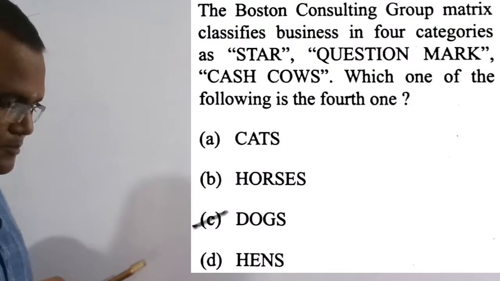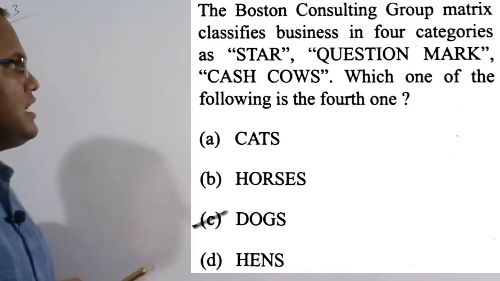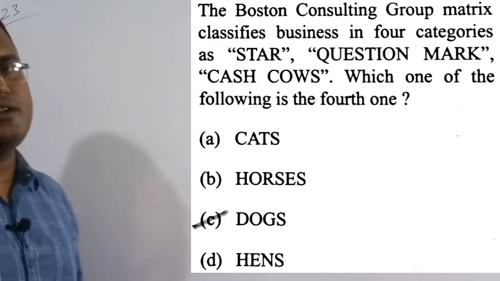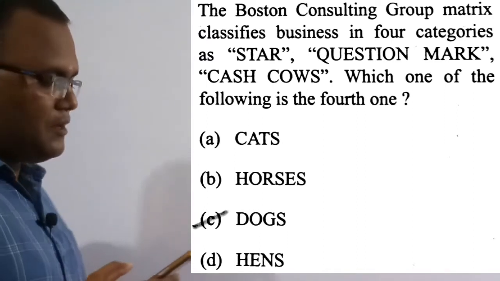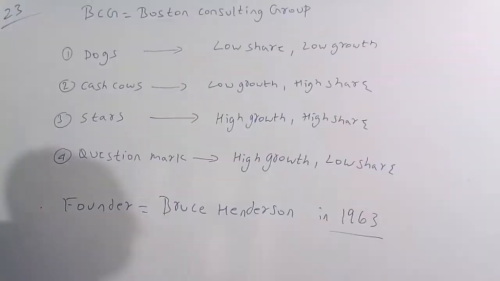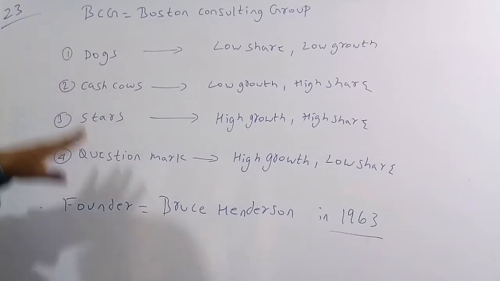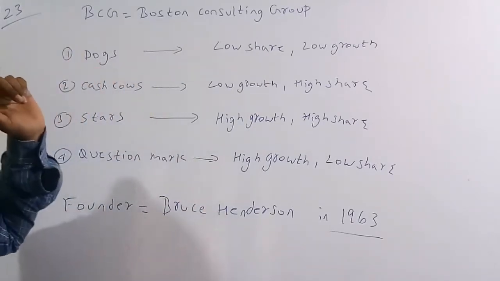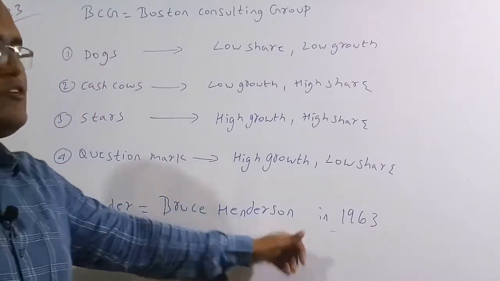See the question here. The Boston Consulting Group matrix classifies business into 4 categories as star, question mark, cash cows, and which one of the following is the 4th one? What are the 4 options? Option C, dogs, is the correct solution of this question. Let's discuss some more facts about this Boston Consulting Group. BCG is called the Boston Consulting Group. The founder of BCG is Bruce Henderson. Bruce Henderson is the founder of this company, and in 1963 he founded it.